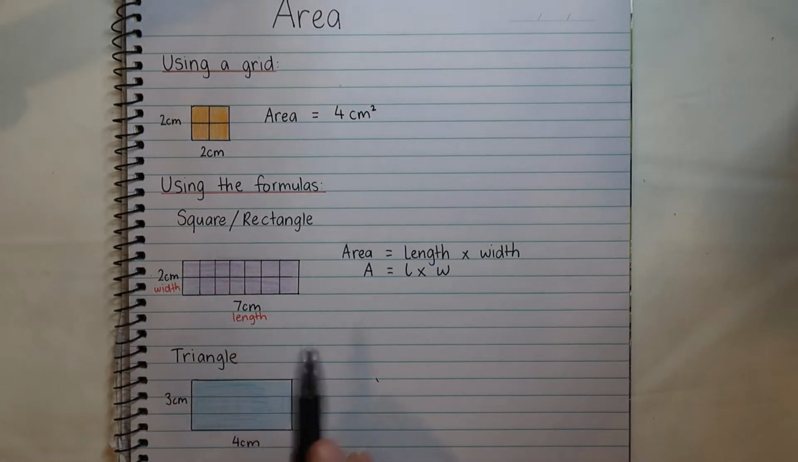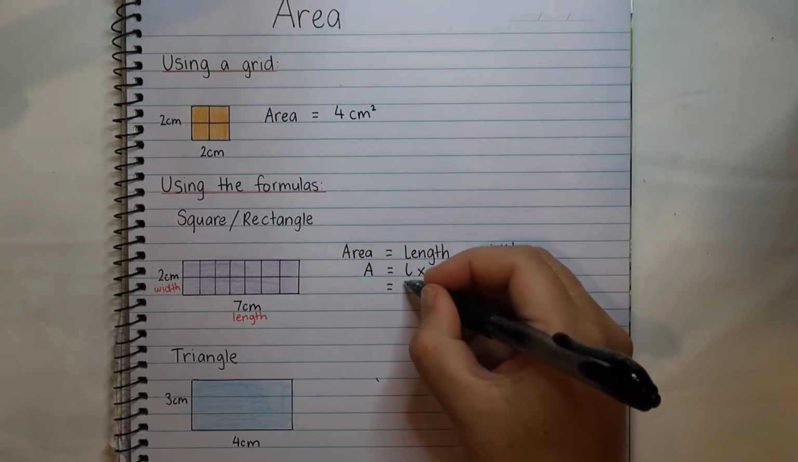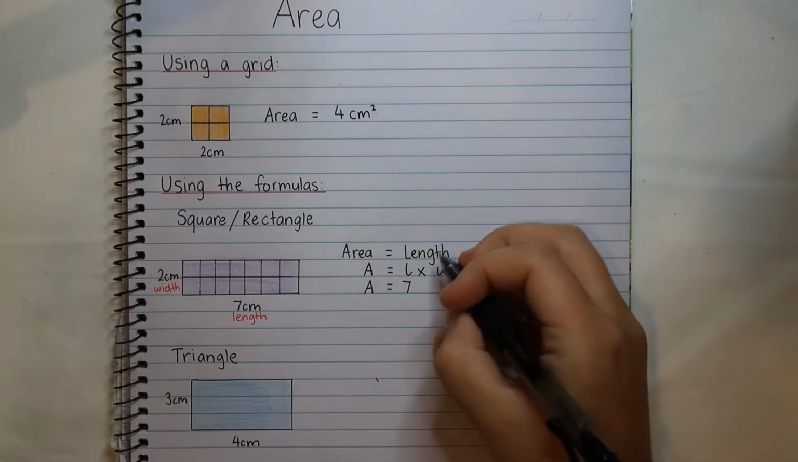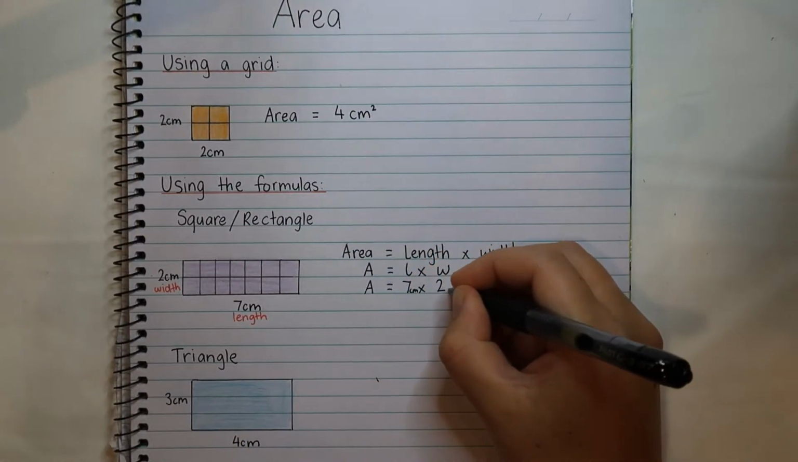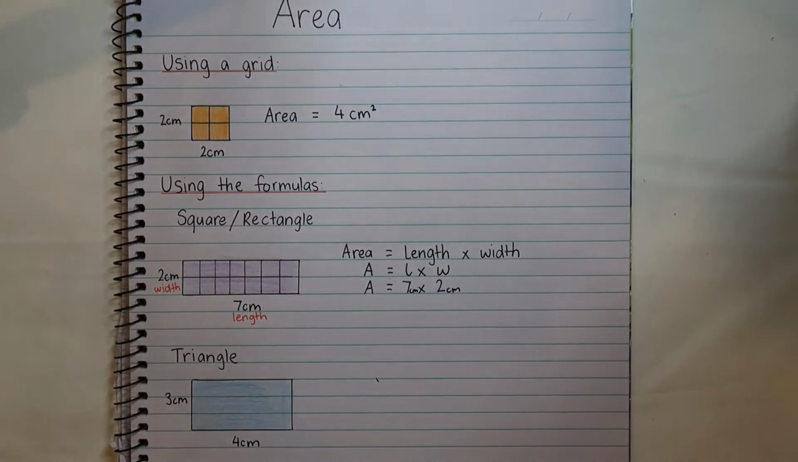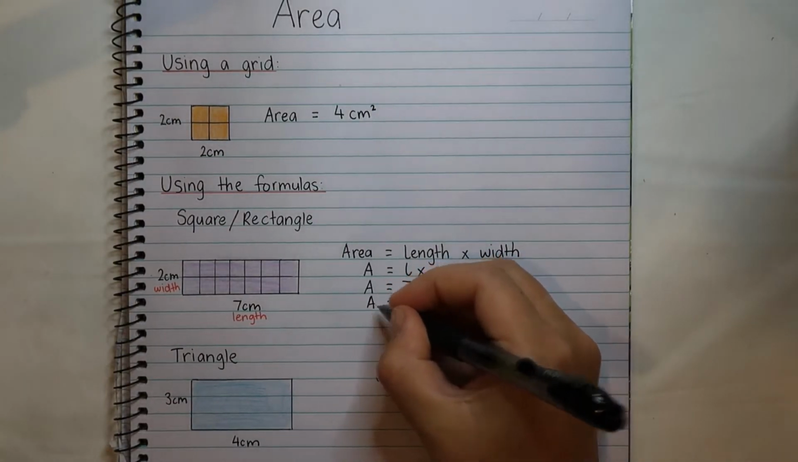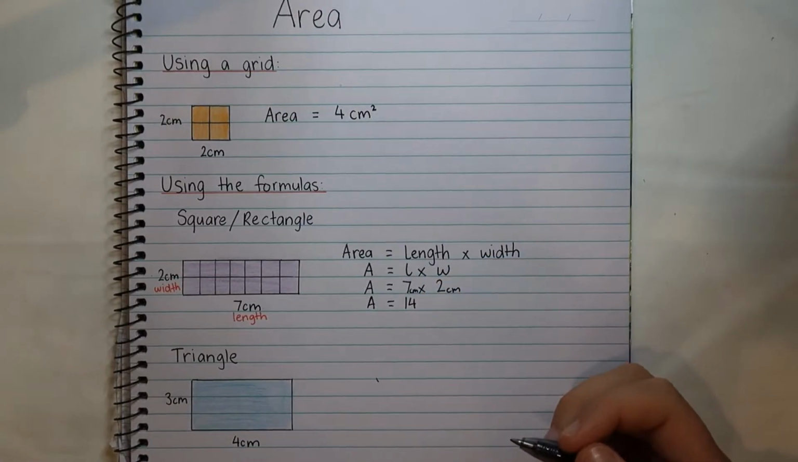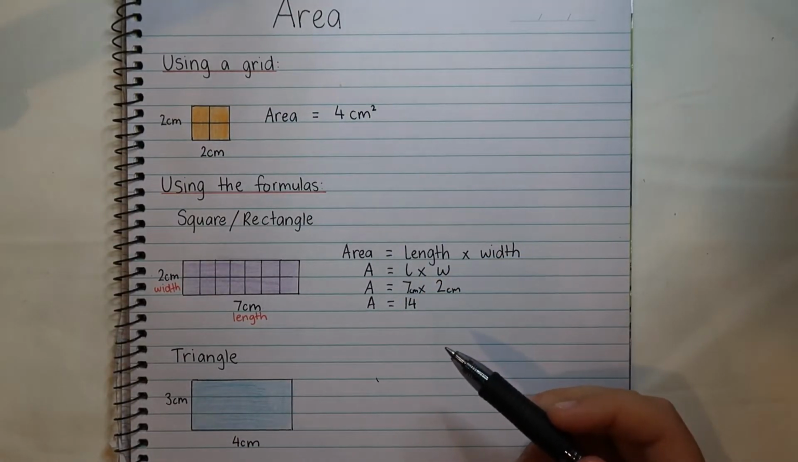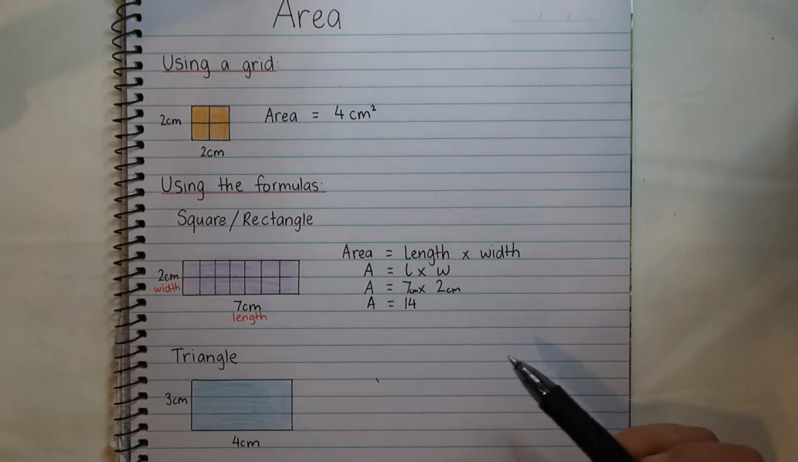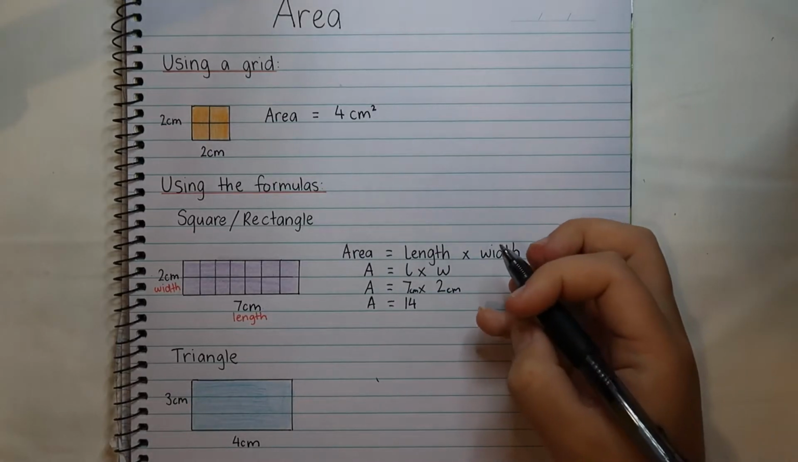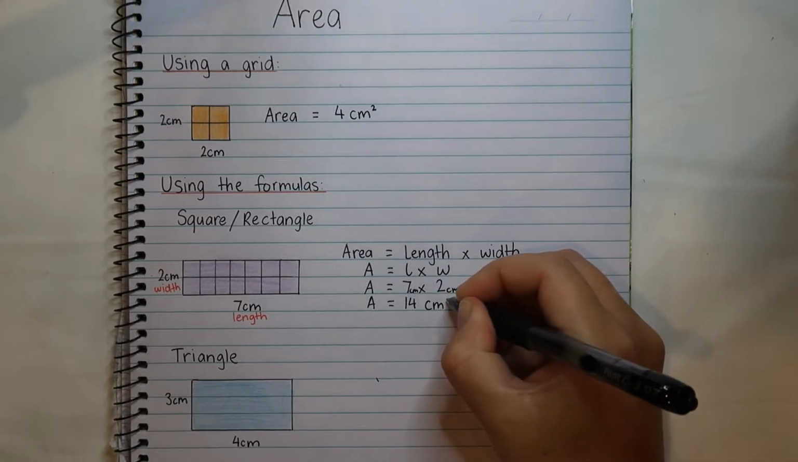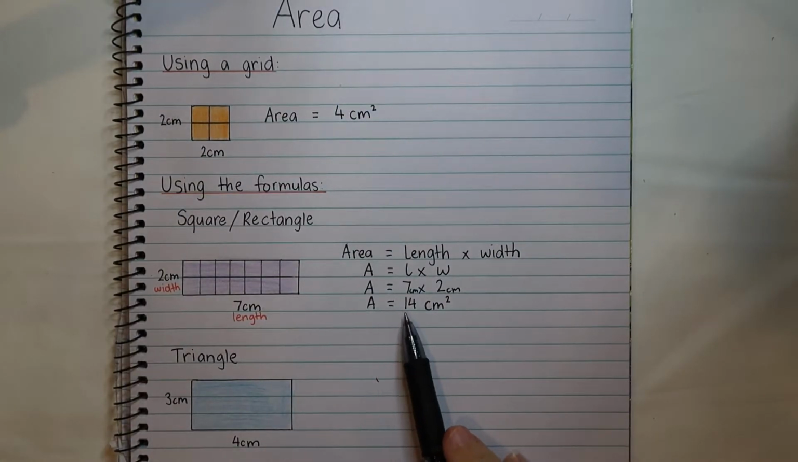So now our length is 7 and our width is 2. And we get the area is equal to 14 because 7 times 2 is 14. But what about centimeter times centimeter? Centimeters times centimeter gives us square centimeters, which is also written with an index of 2. So we say this as 14 centimeters squared.